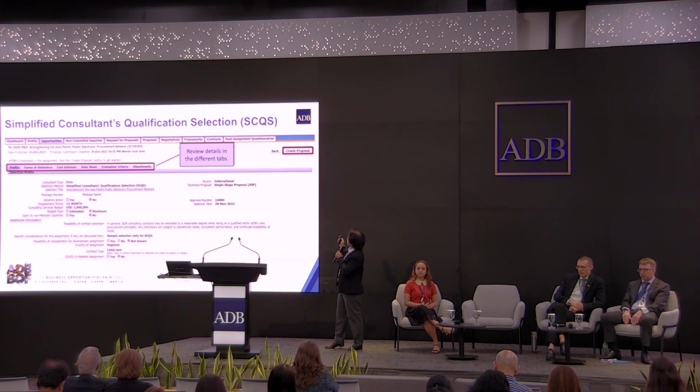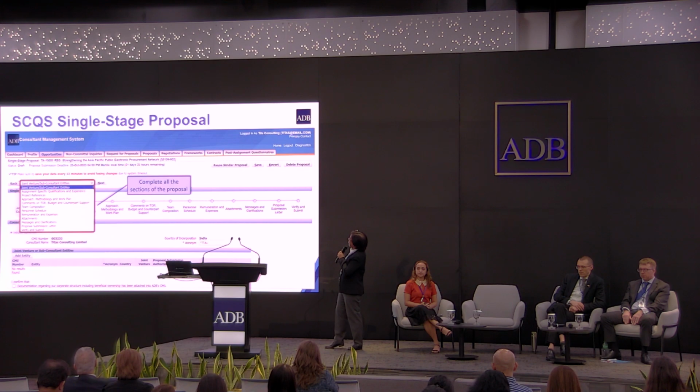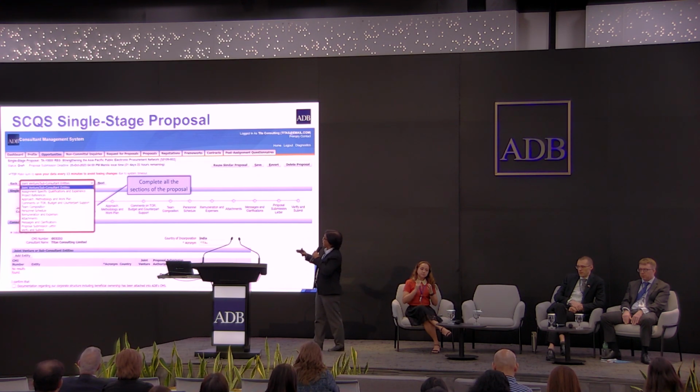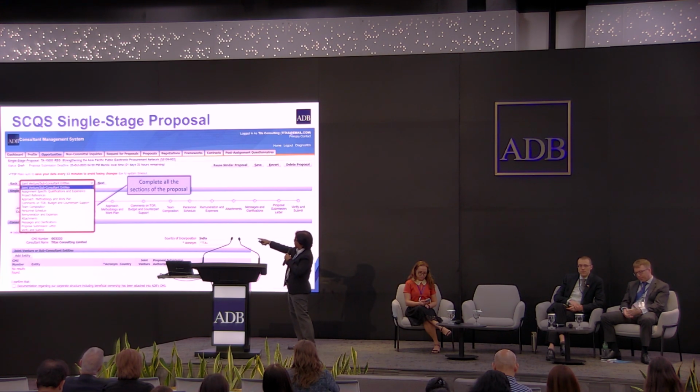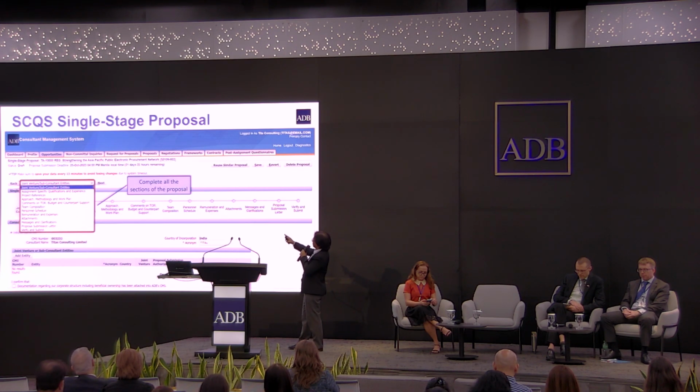button. When you click the Create Proposal button, here is your single stage proposal screen. All you need to do is complete all the sections. You have here the sections joint venture, assignment, projects, etc. Up to the last part, when you have completed the first few sections until the proposal submission letter, you will see the verify and submit. Okay? So it's important that you complete all the sections of your proposal.